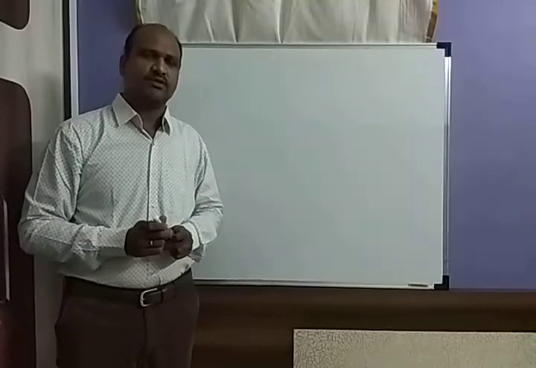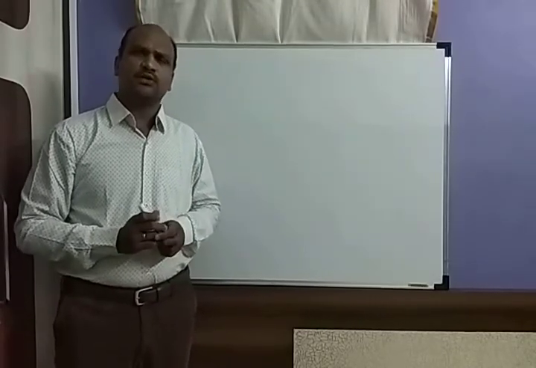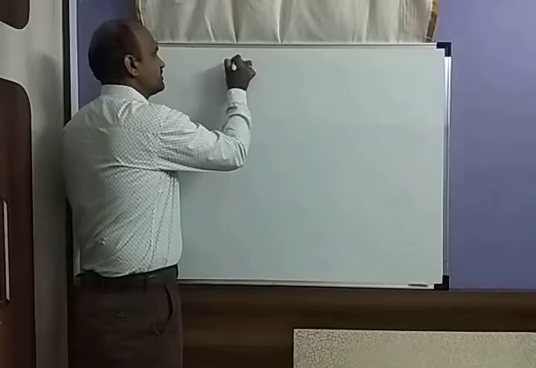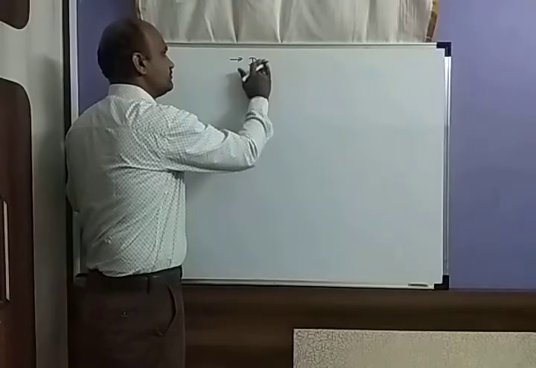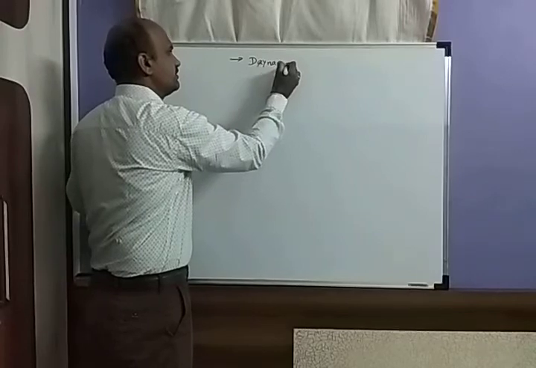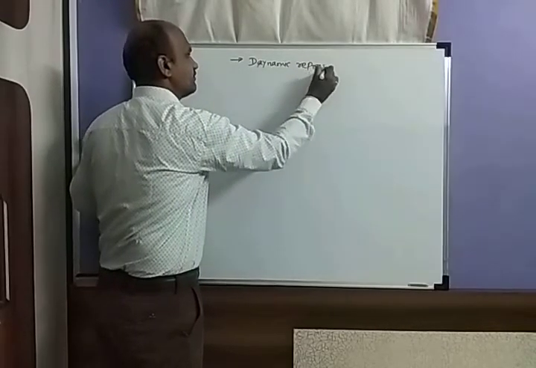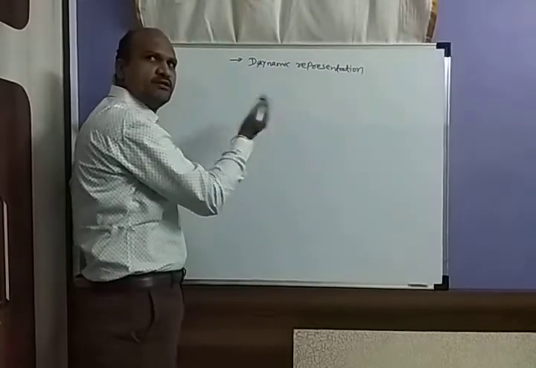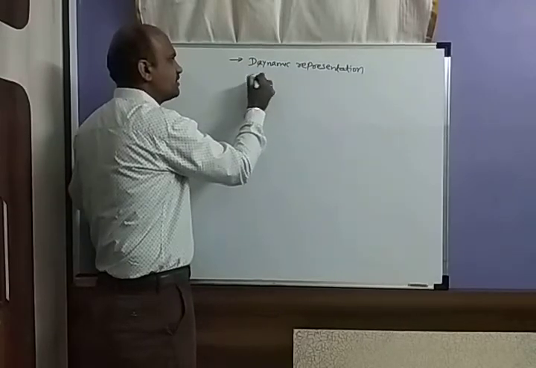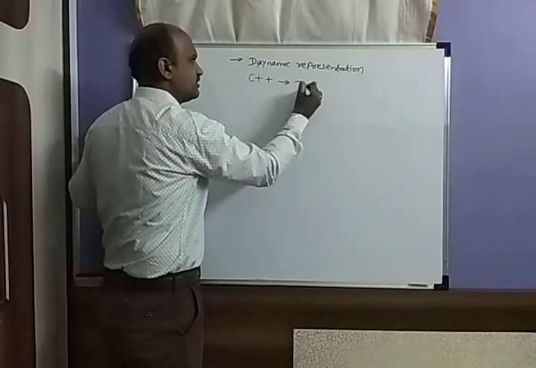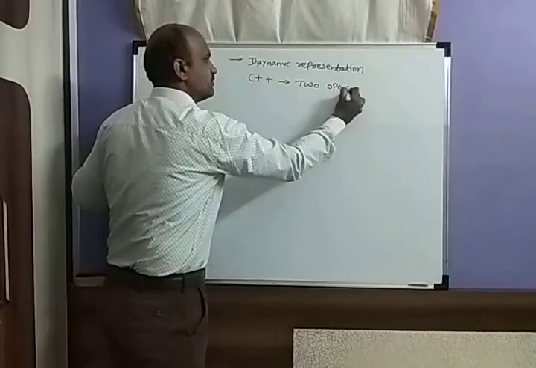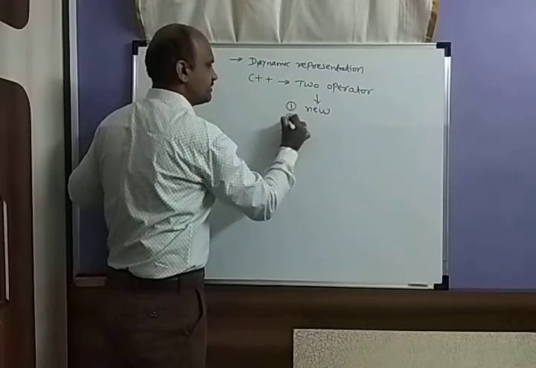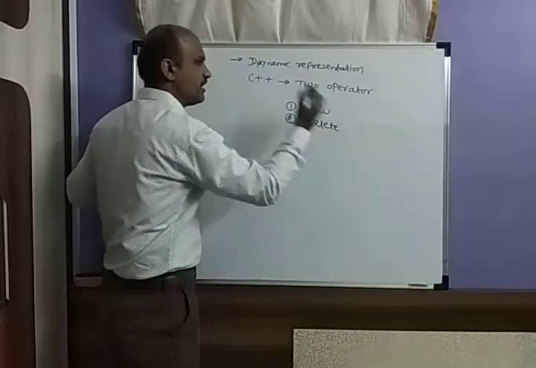In the previous class we discussed linked lists and the different operations, one of which is creation. Today, very important, there are two operators used for dynamic representation. When you write the representation of the programs, C++ gives you two operators. What are the two operators? One is new and another is delete. New and delete operators are used.